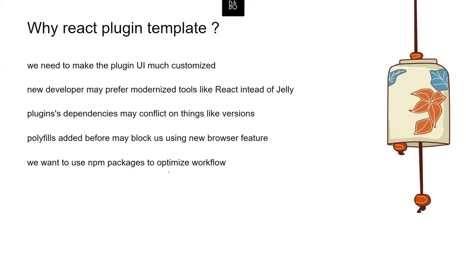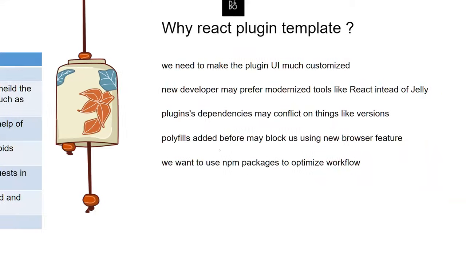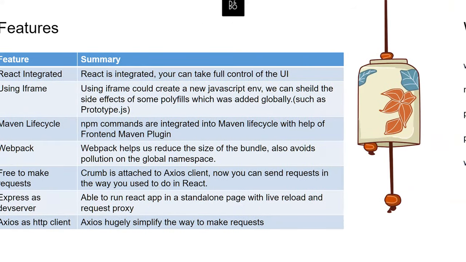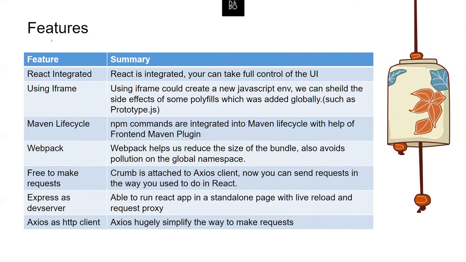Also, we want to use NPM packages to optimize the workflow, and there are so many useful packages. So these are the template's features. We got React integrated, so we can take full control of the UI. We use an iframe, and it can create a new JavaScript environment. We can show the desired effect of some polyfills. Also, the template has integrated NPM commands into the Maven lifecycle with the help of the frontend Maven plugin. Also, we use Webpack, and it can help us reduce the size of the bundle, and it will also avoid some pollution of the global namespace, since it will just be an immediately invoked function.